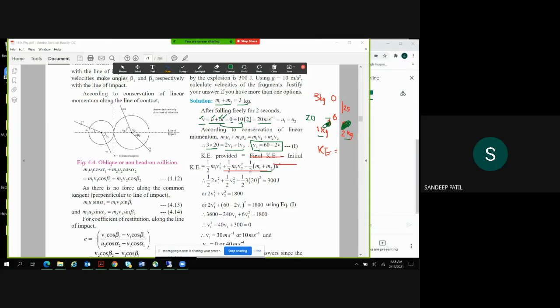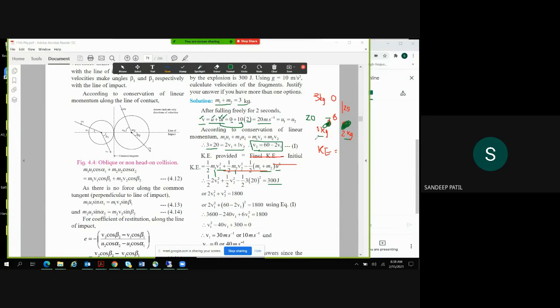So from here, we know that kinetic energy provided is 300 joule, right? That's the information they have given. So we know the mass 1, mass 2. We do not know velocity 1 and velocity 2. And we know the u square.